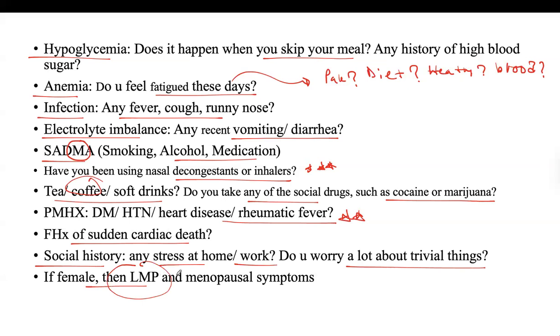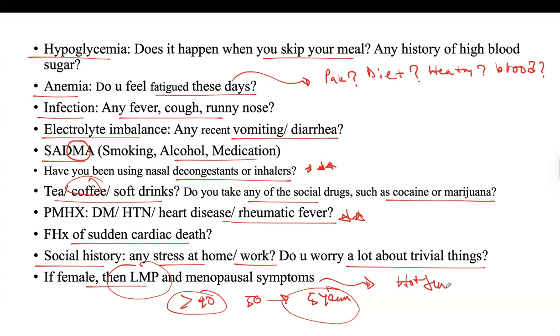If it is a menopausal patient, let's say above 40 years old, and you asked, when was your last menstrual period? This 50-year-old patient says, oh, my last menstrual period was 5 years ago. That means the patient is already menopausal. In that case, we need to ask a few questions about menopause. Do you get a lot of hot flushes these days? So ask about hot flushes. Any frequent mood swings?